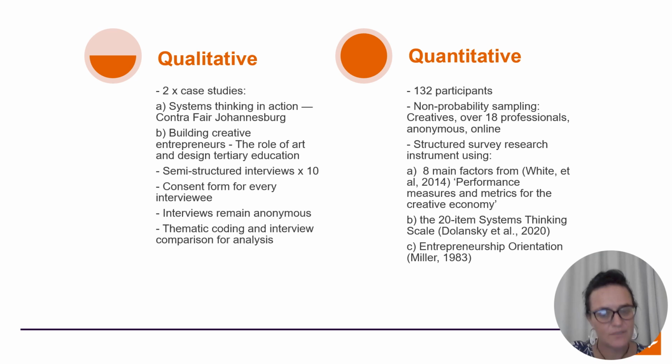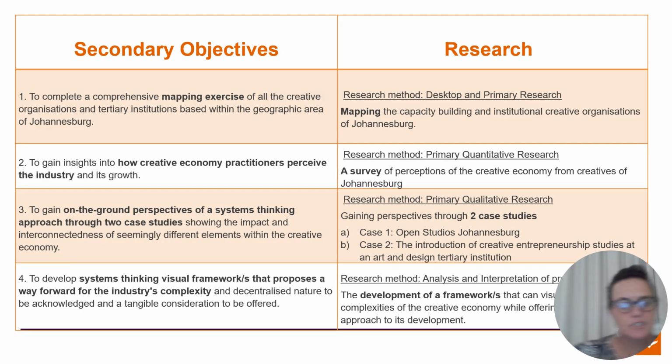The quantitative survey was trying to get a broader perspective of how cultural and creative practitioners perceive the creative economy of the city of Johannesburg. There were three metrics which I used. The 8 main factors, which is called the performance measures and metrics for the creative economy, the 20-item systems thinking scale, and then entrepreneurship orientation.